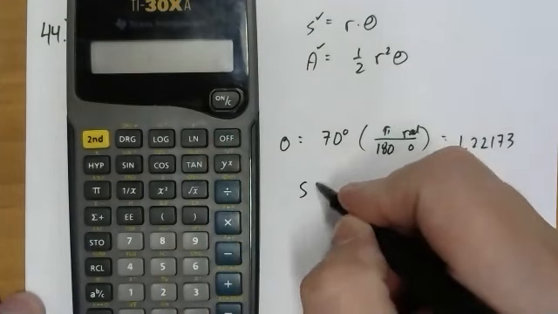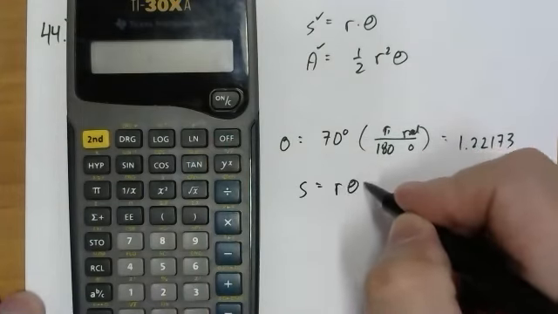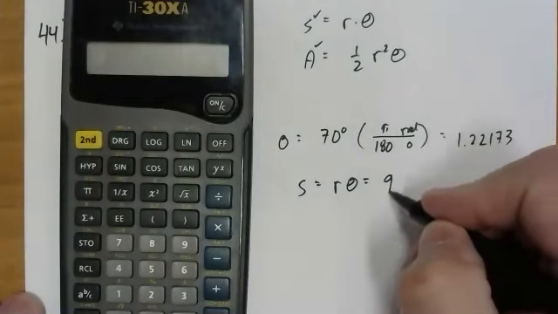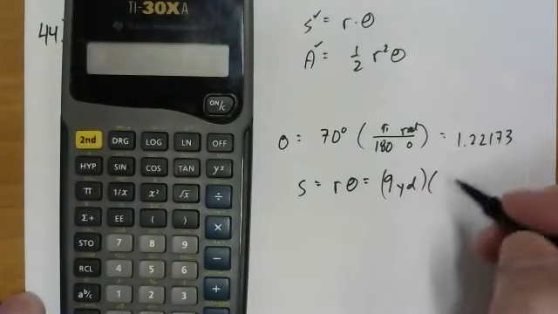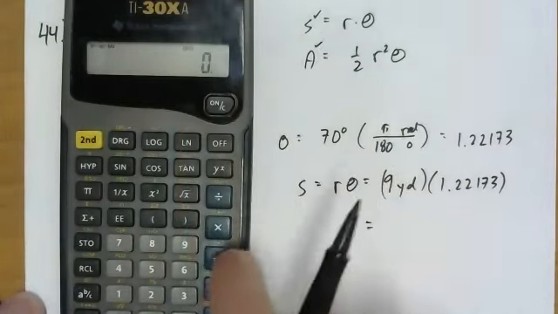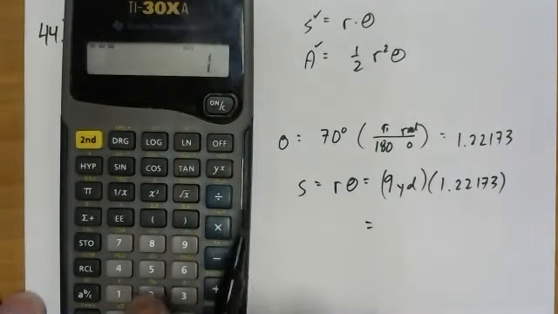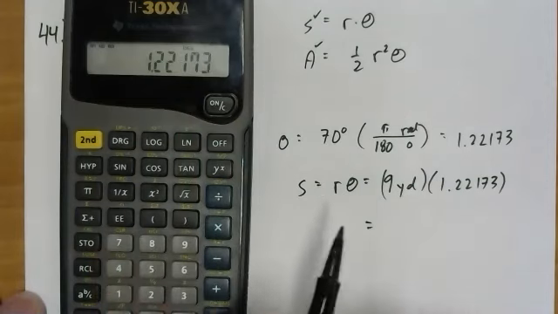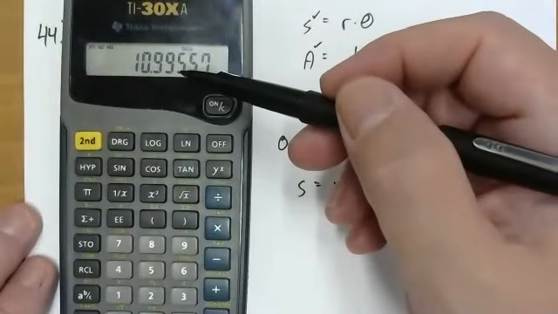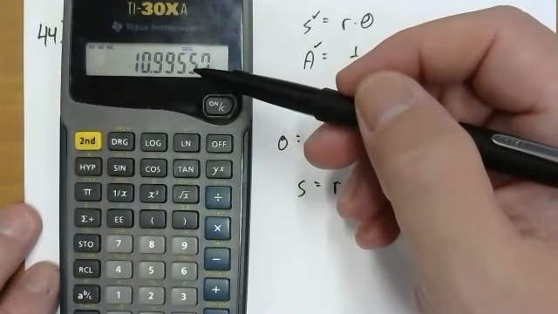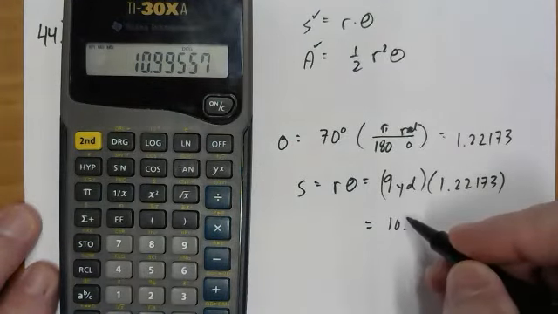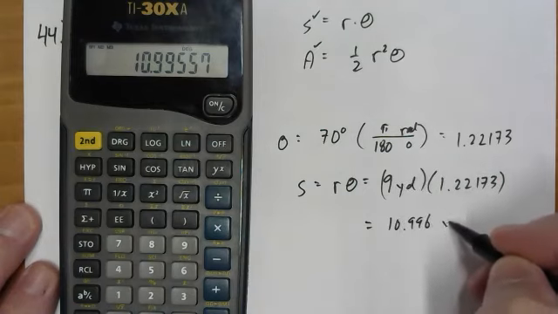So now, if S is R times theta, R is 9 yards. And here's theta, 1.22173. So basically 9 times 1.22173. So 3 digits, the third digit's this 5. You go to the next digit, which is a 5 and a 7. So this should get bumped up to 10.996 yards.